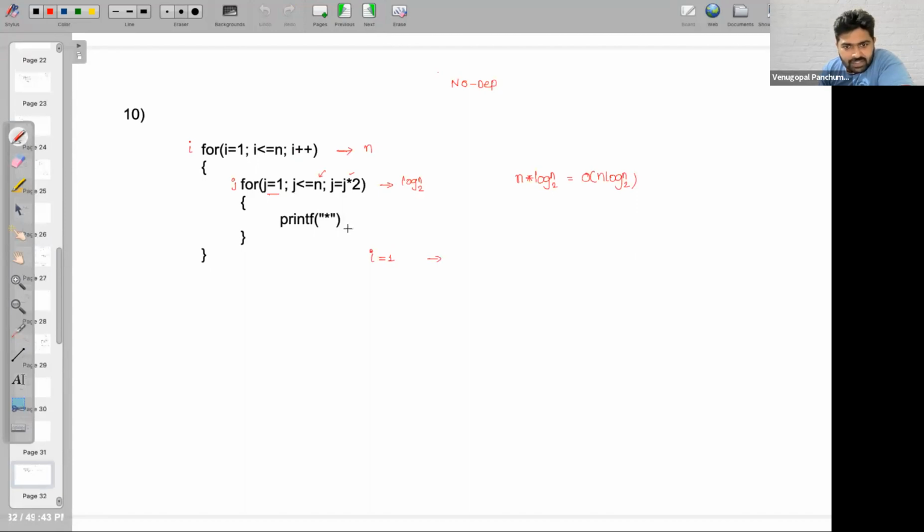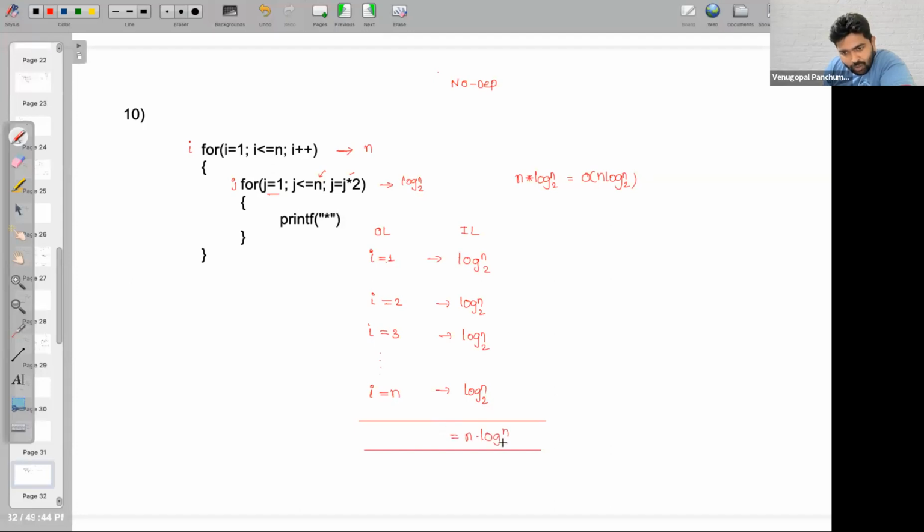Homework. So friends, this is the outer loop and this is the inner loop. When I is equal to 1, this is going to run for log n times. Similarly, I is equal to 2, how many times? Then also it is going to run log n times. I is equal to 3 also, log n times. Like that, I is equal to n, here also it will run log n times. Now, if you add everything, how many such log n's are there? N log n's are there. Therefore, the time complexity is n into log n total.